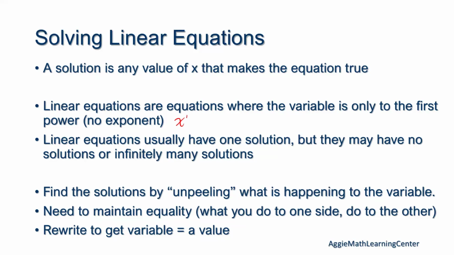We find the solutions by unpeeling or undoing what is happening to the variable. We need to maintain equality. So what you do to one side, you have to do to the other. That's a special property of equations, versus expressions, where we can manipulate them, but we can only multiply by something that's equivalent to 1. Do you guys remember that? Kind of get what I'm talking about, the difference between expressions and equations. So now with equations, we can multiply by anything. We just have to multiply both sides by it, and we can still maintain that equality. And then you can rewrite to get a variable equal to a value.